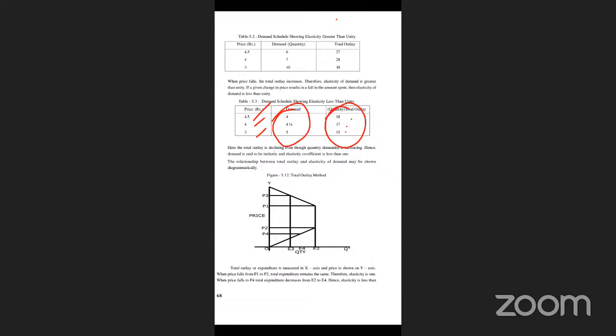When the price is 3, the demand is 5. And when the price is slightly higher, 4, the demand is 4, 1 by 4. This is having impact on the outlay. And this is decreasing. And this is increasing. This is the case where E is greater than 1. And this is the case where E is less than 1. Unity is the state where E is equal to 1.